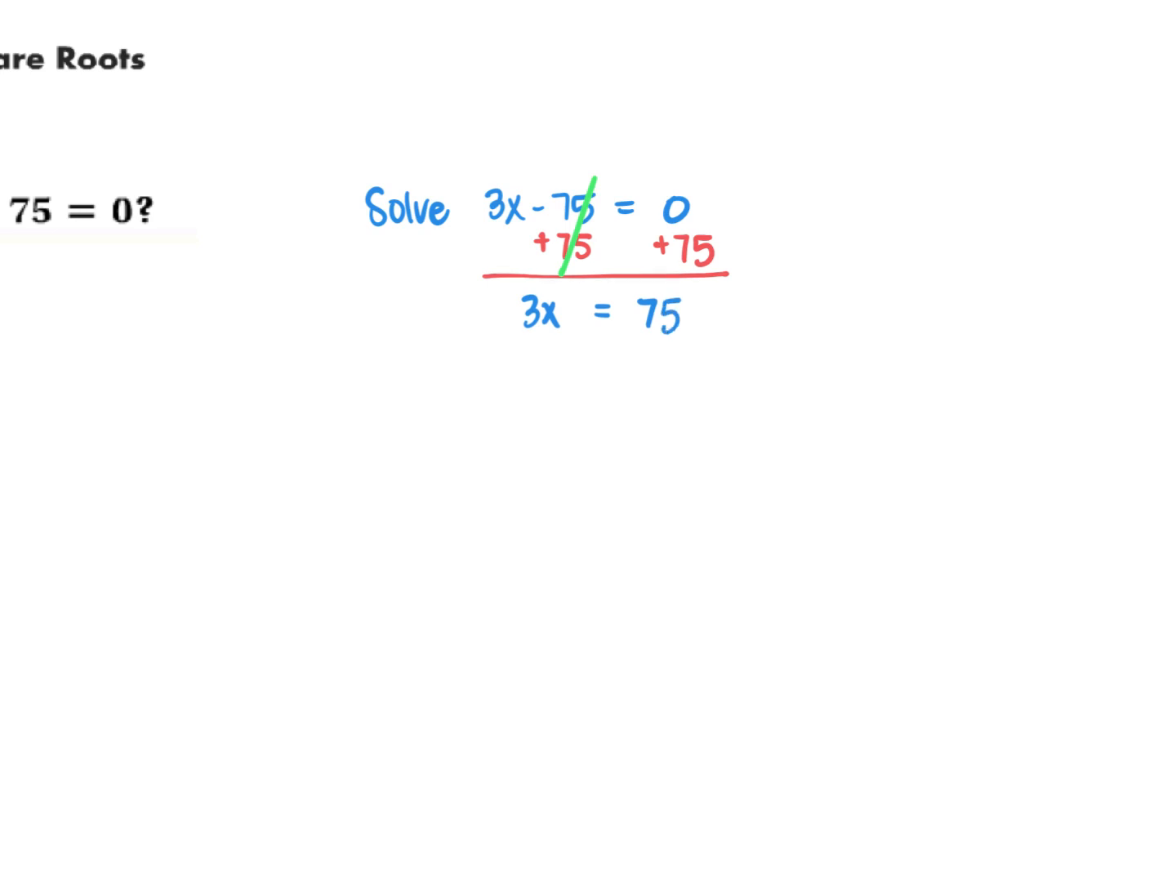Then you want to cancel out the next thing. The next thing to get rid of would be the number 3. And so to do that, the only way you can cancel out a 3 is if you divide by 3.